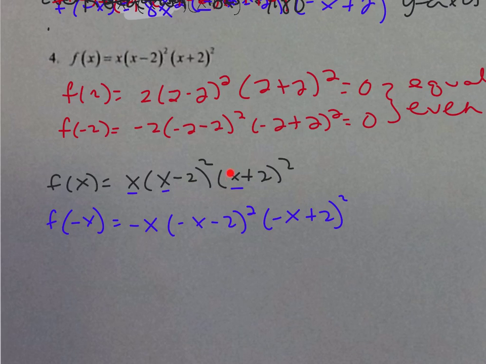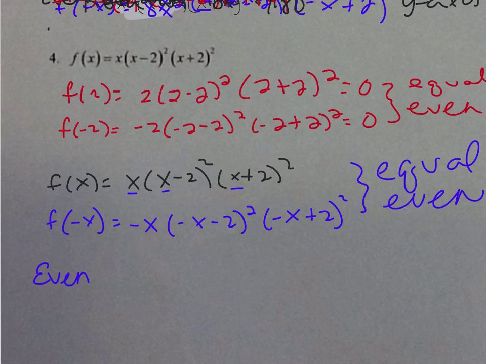Right, and then the same thing here. When I square this and double distribute, this will be positive, and when I double distribute here, that's going to also be positive. So these are actually the same. They're not opposites. These are the same. So these are equal. Equal is even. And we write it's an even function.